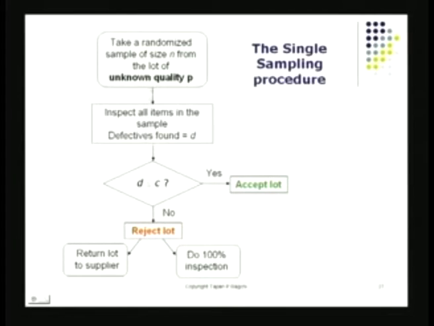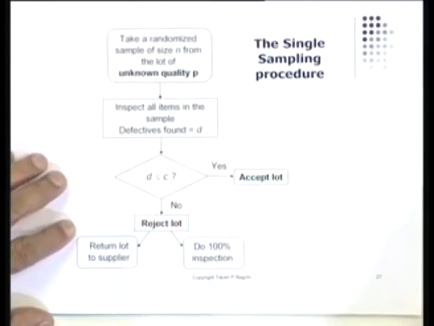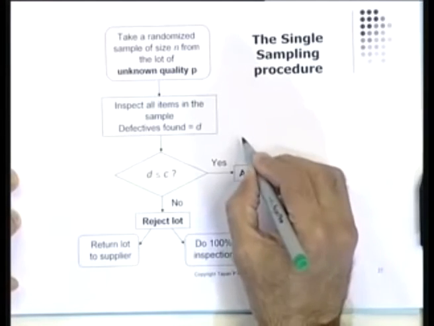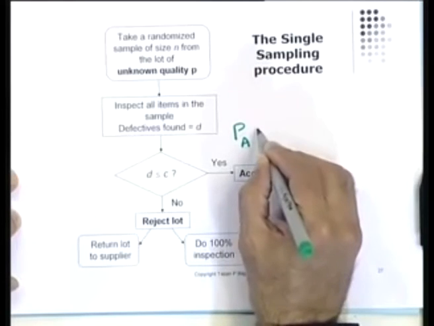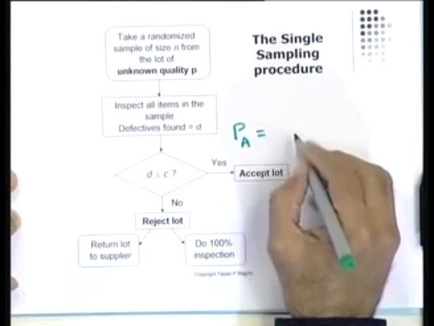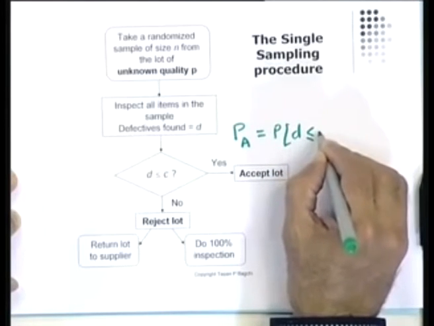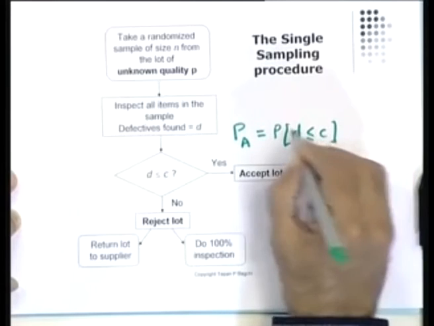Then there is something that puts all of this in a picture. Remember, what we are talking about is the probability of accepting a lot and the probability of rejecting a lot. I could take a piece of paper and show you exactly what those quantities are. Let's try to do this. I have the same picture that you have there. Let's work out the probability of accepting the lot. In this case, the probability of acceptance is going to be equal to the probability of finding C or less defects in the lot.